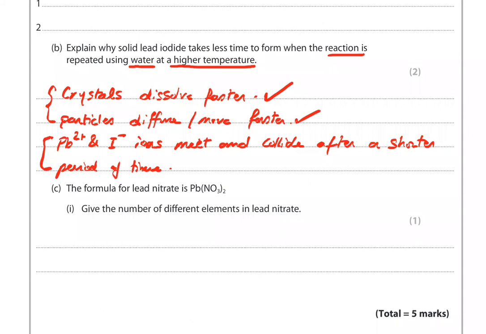Okay. The formula for lead nitrate is Pb(NO3)2. Give the number of different elements in lead nitrate. Of course you have Pb, which is an element, nitrogen is an element, oxygen is an element, so we have 3 different elements. So we have 3 different elements.